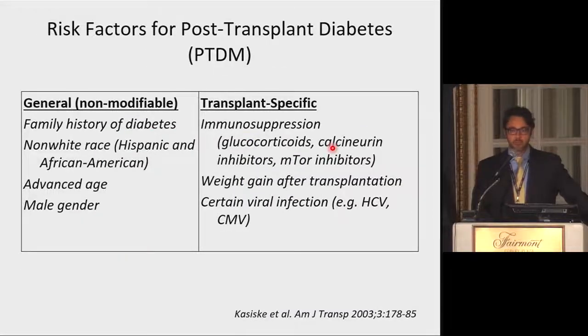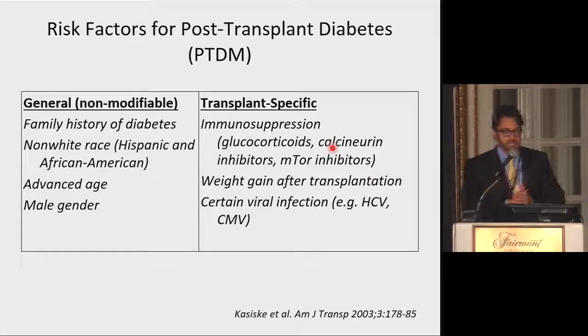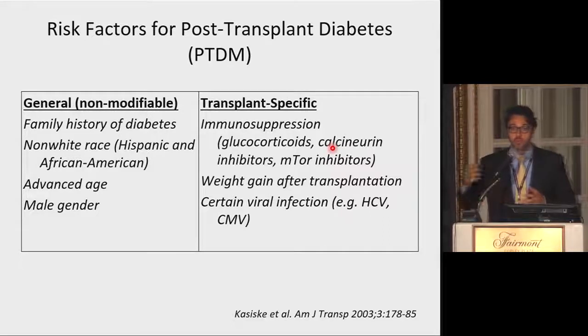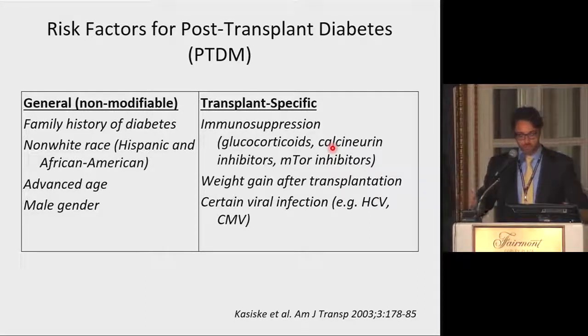What's interesting about it also is that we have those traditional risk factors for diabetes, say a family history of diabetes, a non-white race such as this patient that we just presented, Hispanic, African American, advanced age, male gender. But then we have the transplant-specific risk factors, which include immune suppression that we were talking about, steroids.